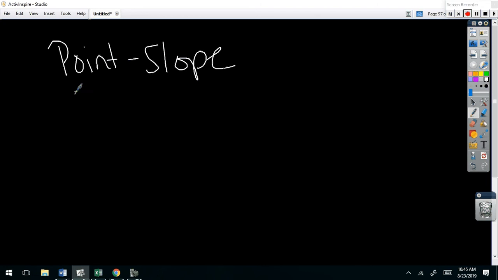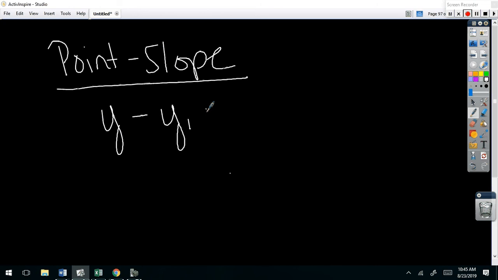How many of you have worked with point slope form before? It is the easiest form. If you're writing equations, it's the easiest form to work with. Does anybody know what point slope looks like? Close. y minus y1 equals m times x minus x1, you just got them mixed up.